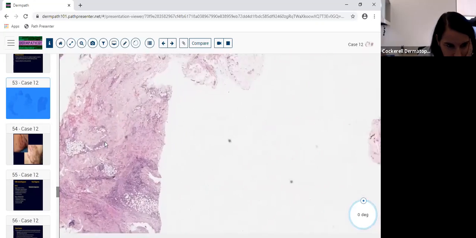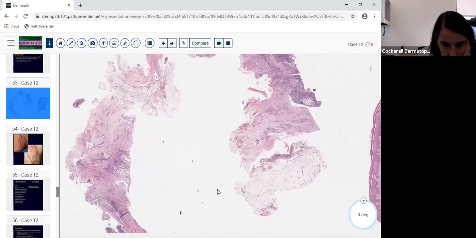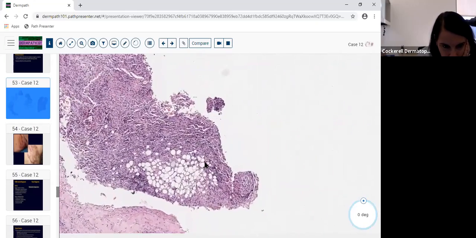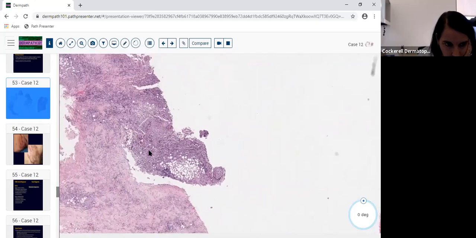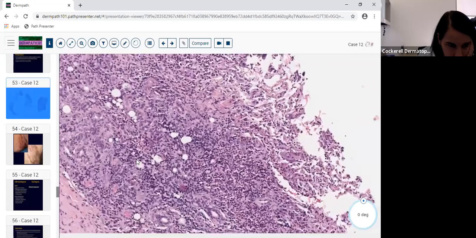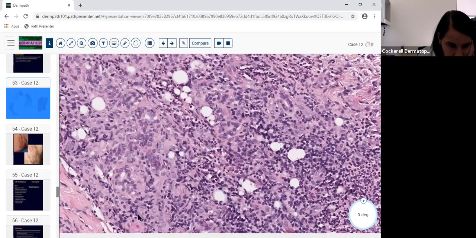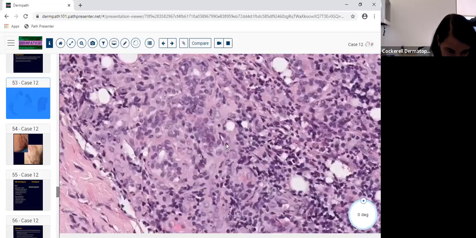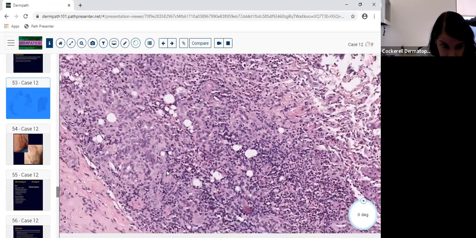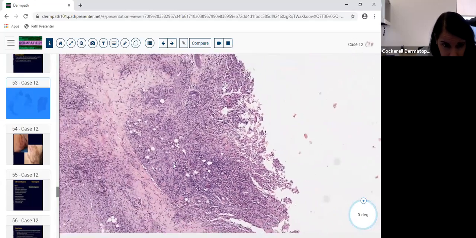Here we're getting down into the panniculus. There's definitely a panniculitis here because you can see inflammation involving the fat. It's very much lobular in this area. Also, you notice there are some glands in here that are surrounded by inflammation. I don't know if you can appreciate the lumen here. I don't know if you can see my arrow, so I'll put it in the middle. I believe those are some eccrine glands surrounded by inflammation.